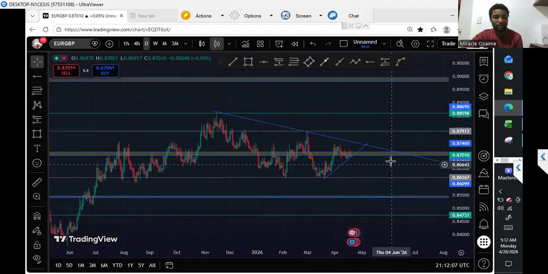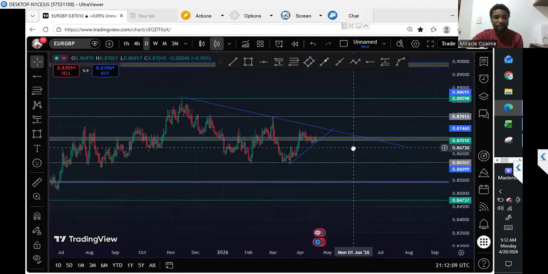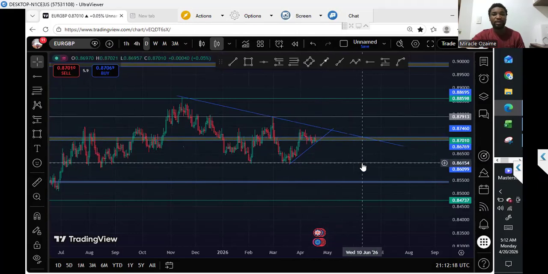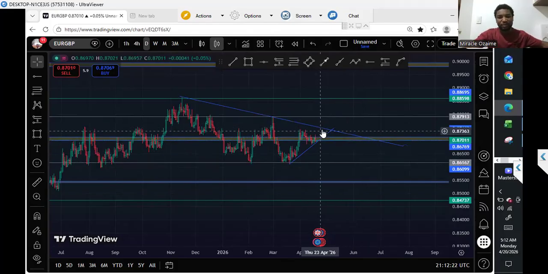The number one thing that I preserve when I'm trading is capital preservation. So I want a significant break of this level, then continuation to the downside. However, if we see a push to the upside, I'm going to be analyzing the market next week. Or I need a significant break before I'm going to even look at Euro GDP for a buy.